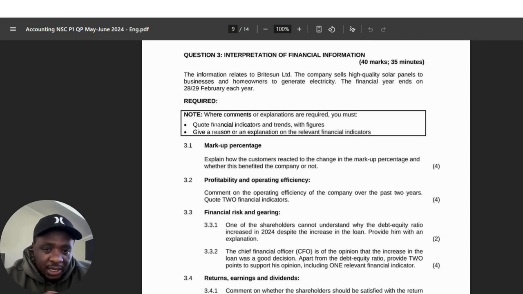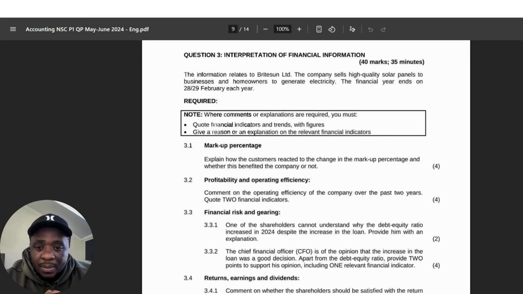The information relates to Brightsun Limited. The company sells high quality solar panels to businesses and homeowners to generate electricity. The financial year ends on the 28th or 29th of February each year. And then it says where comments are required, you must quote financial indicators and trends with figures and then give reasons or explanation for the relevant financial indicators. I think that's quite clear. So let's go into the first question.